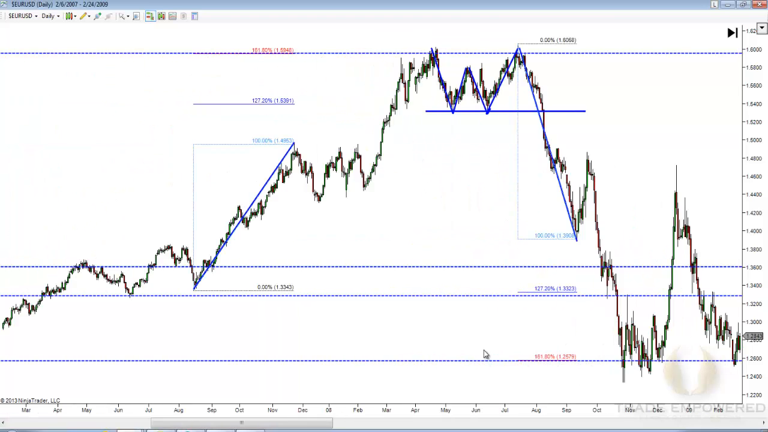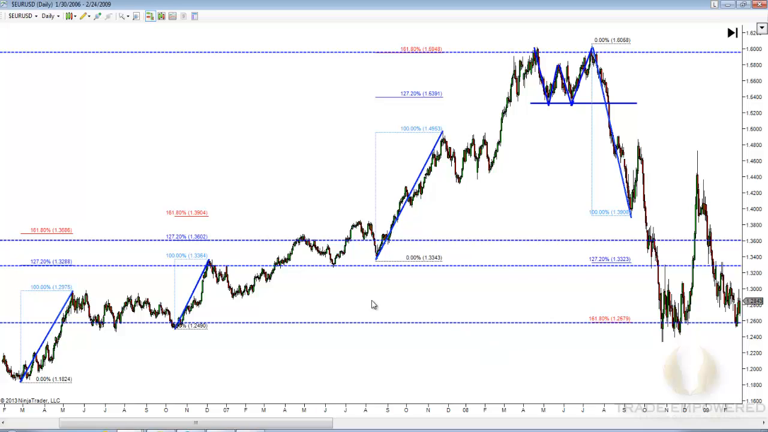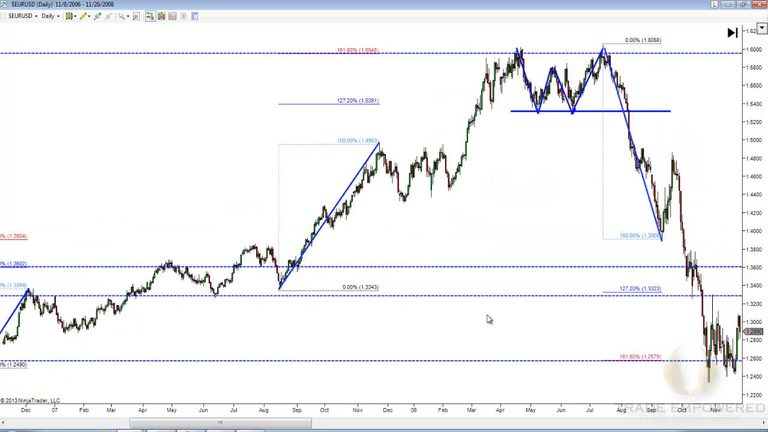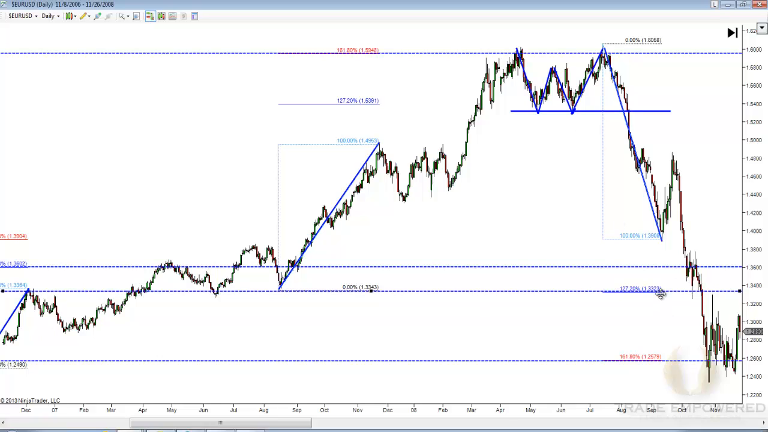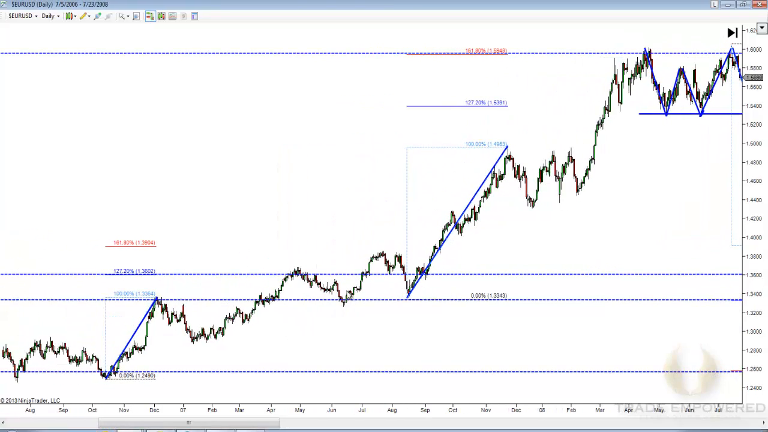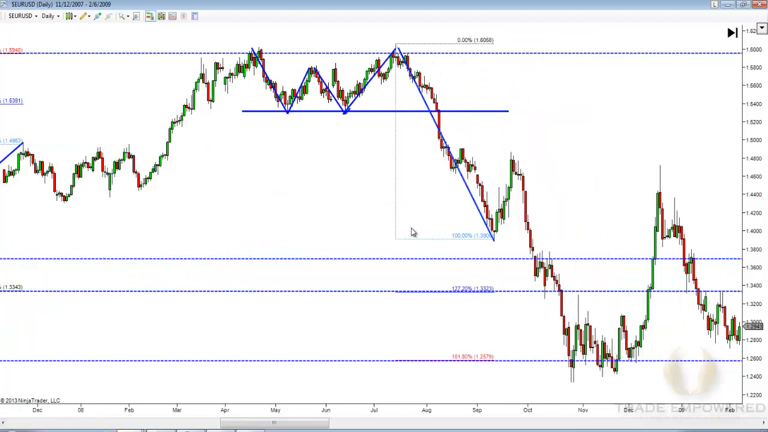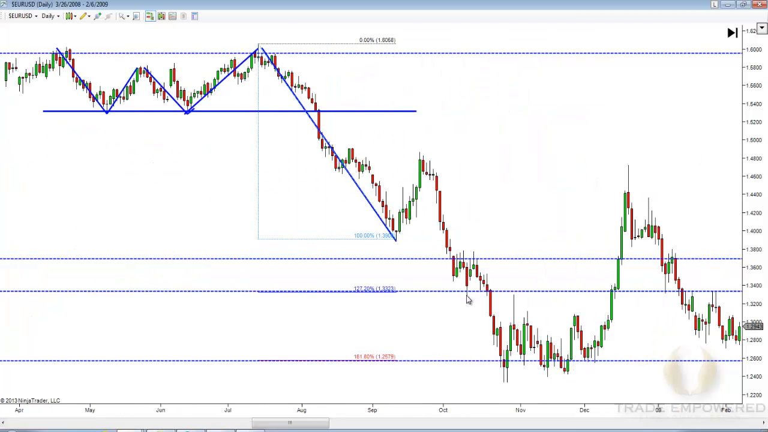Right to that 161.8. If we look left, what do you know? Previous level of structure. Look left, structure leaves clues. And you can see, even at our 127, looking left, we hit a previous structure level. We actually hit it once, twice. Although price action doesn't fully reverse right here, you can see price action spikes down. This level is respected, and then we get a brief pop right back up.